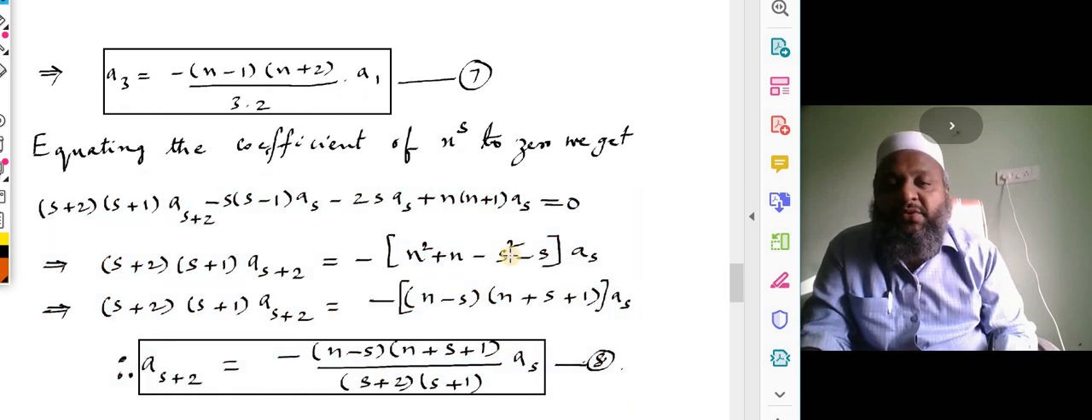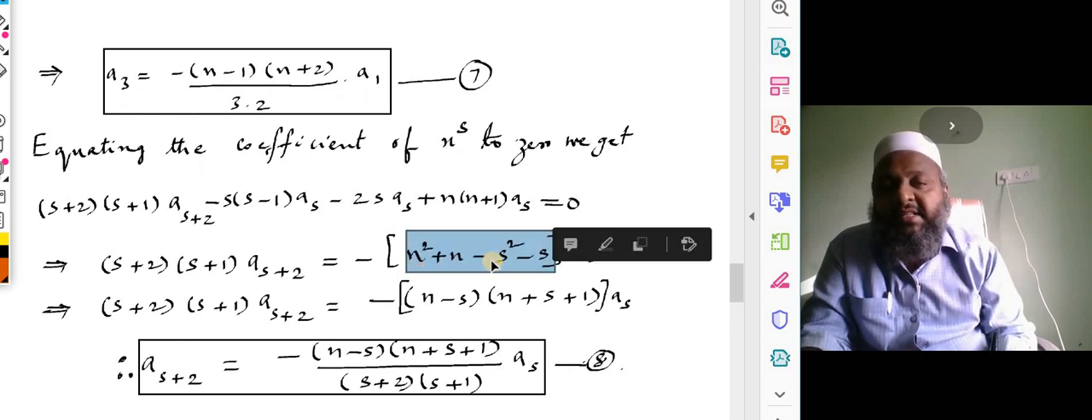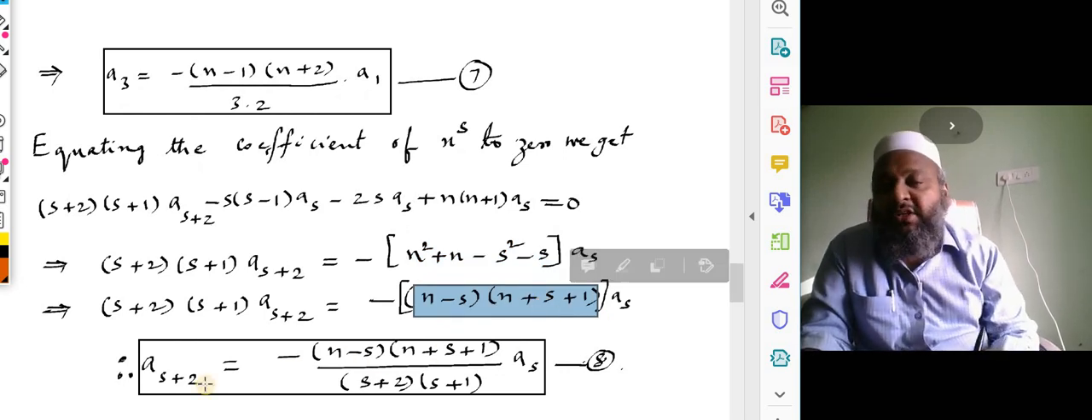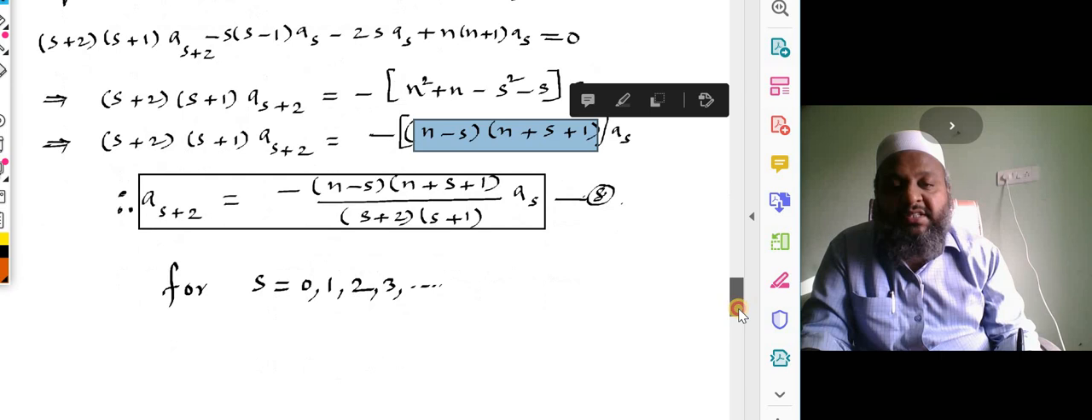Actually this is n square minus s square. That n square minus s square can be written as n minus s into n plus s, and this n minus s is common. So again finally on factorization, this becomes n minus s into n plus s plus 1. So finally as plus 2 is in this way.